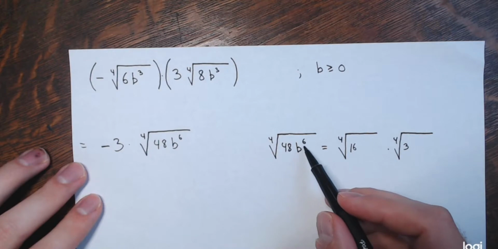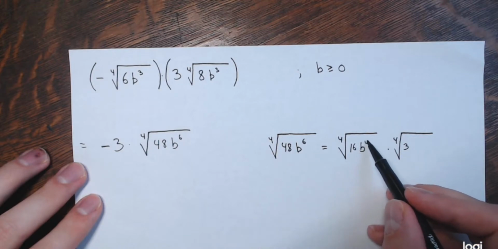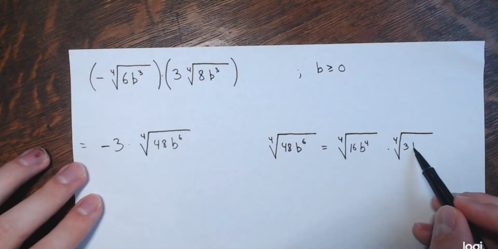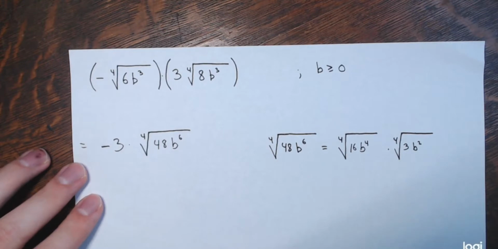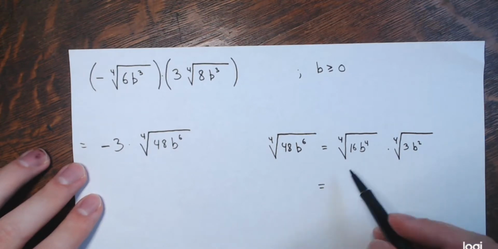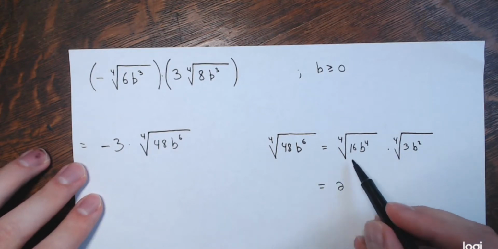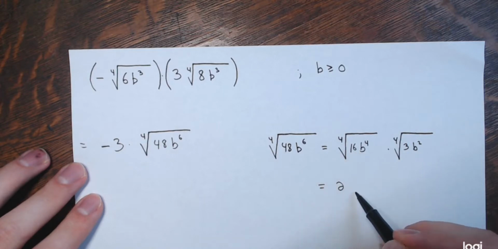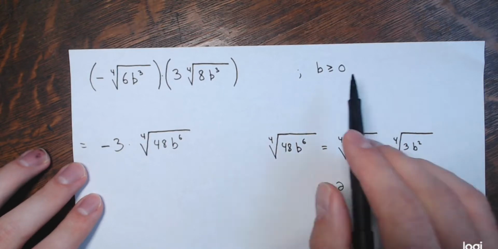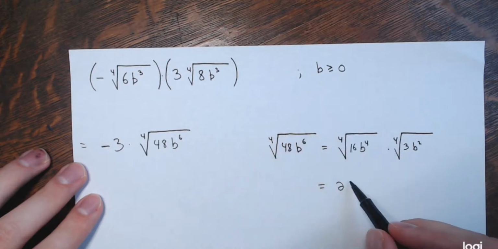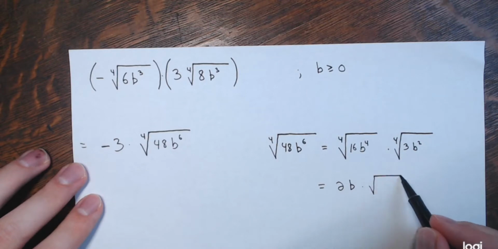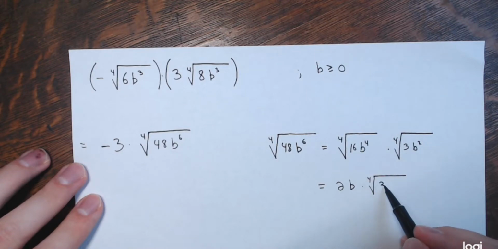B to the 6th I can break up to b to the 4th, right, there's a fourth power, times b squared. And here we go. The fourth root of 16 is 2. The fourth root of b to the 4th would be the absolute value of b, but once again, we're assuming b is not negative here, so I don't need absolute values around that right now. So this is 2b times the fourth root of 3b squared.